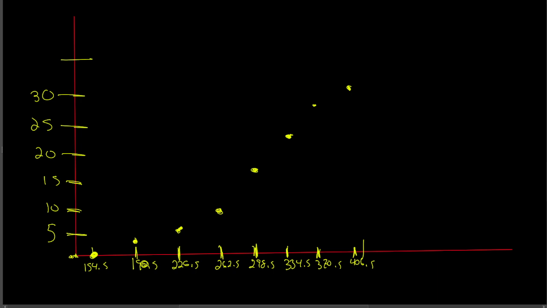And then we play connect the dots. And this is called an ogive. And it represents a cumulative frequency distribution. And so these are the graphs that we can do. Next module, we're going to let technology do some of this for us.